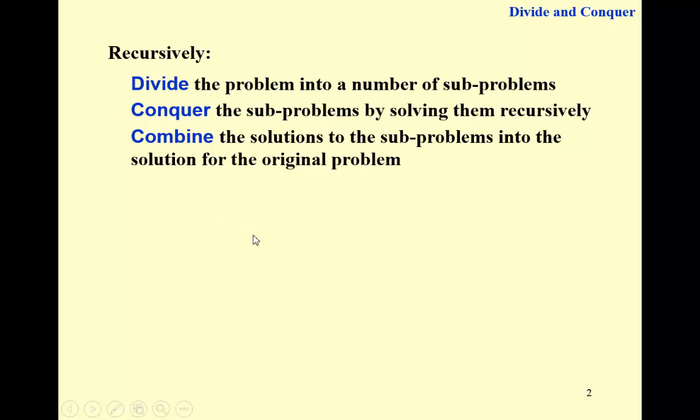When we analyze the time complexity, usually we have this kind of recurrence equation. The original problem of size n will be divided into several parts, each of size n over b. And finally, we have to combine the solutions. It takes that much time to combine the solutions, plus the time taken to recursively solve each of the subproblems. Altogether this forms T of n.